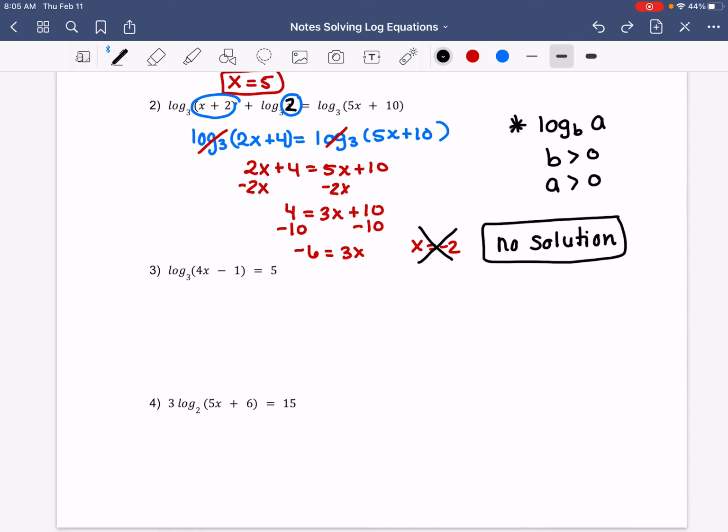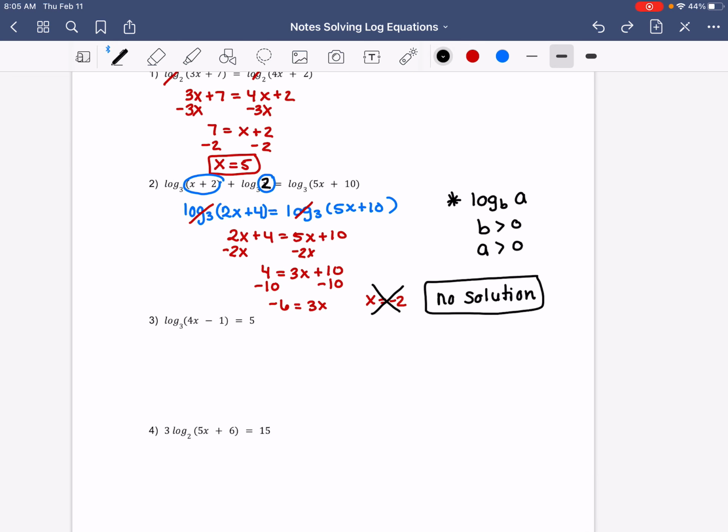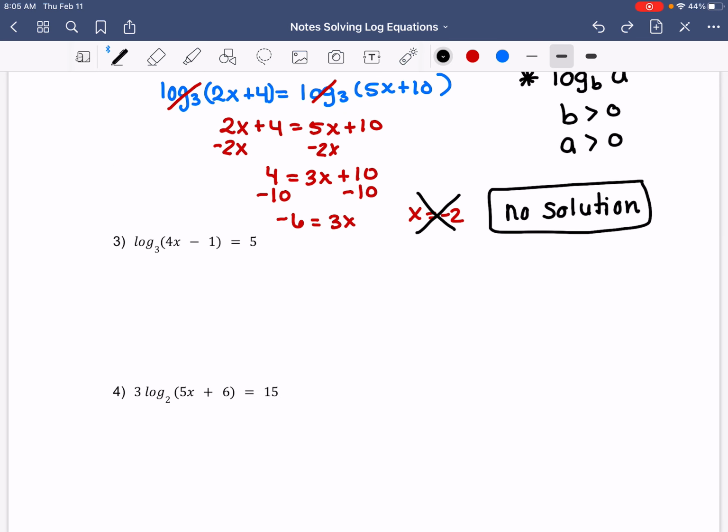All right, we have 2 more. We're going to use not the property, we're going to use those 4 steps of isolating. So the next example says log base 3 of 4x minus 1 equals 5. We can't just plug this into the calculator because we don't know what x is. That's what we're trying to find. So we need to isolate our log piece on the left. This is our log piece. There's nothing outside of the log, so we're good.